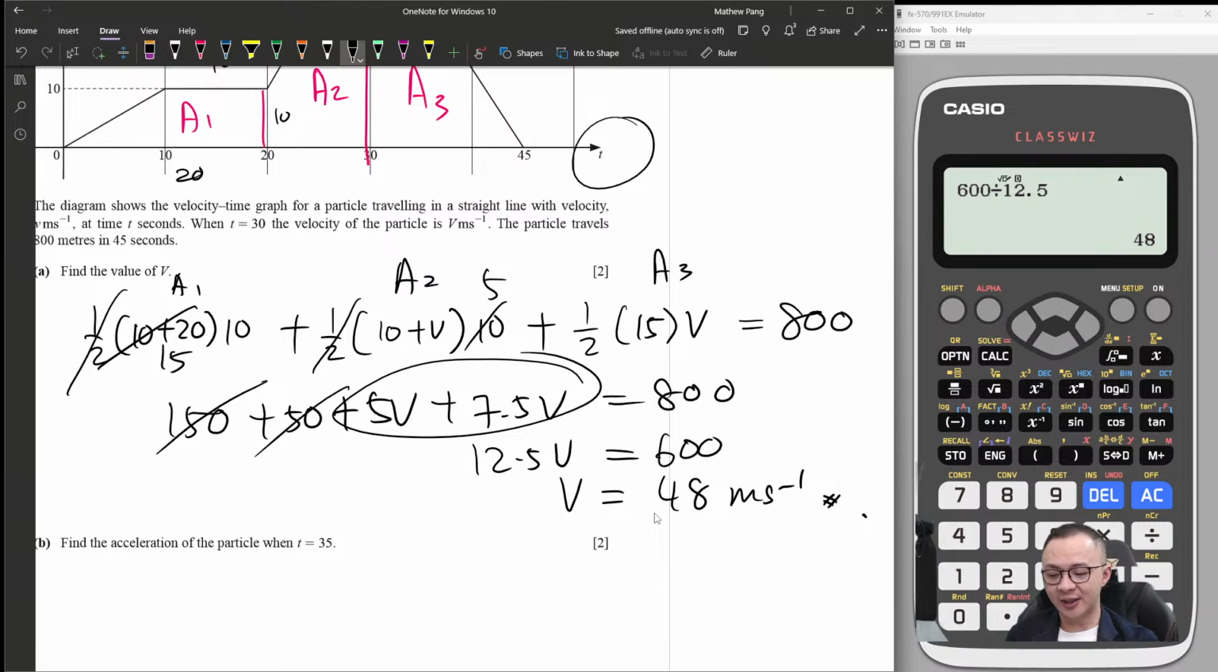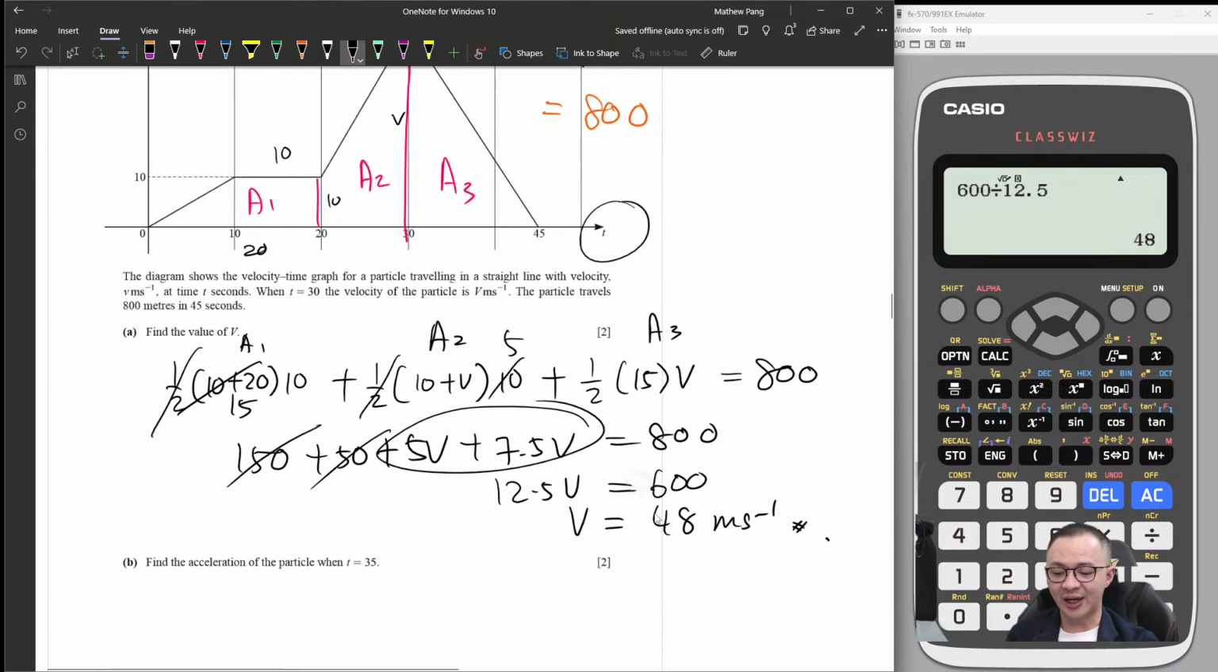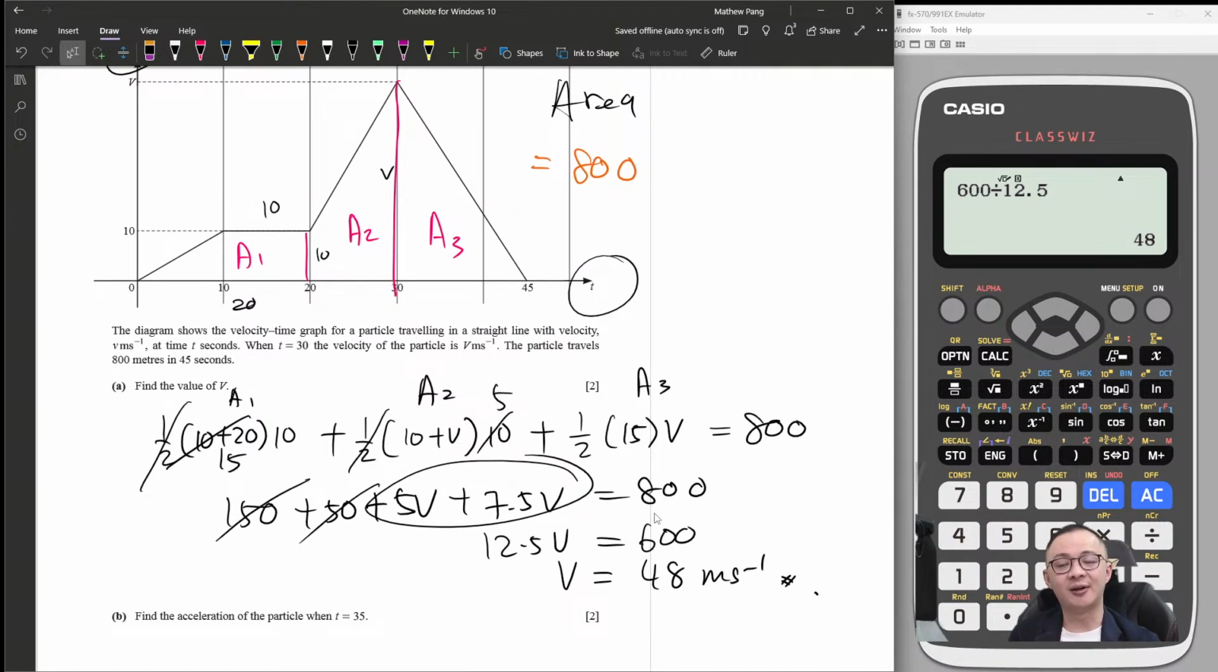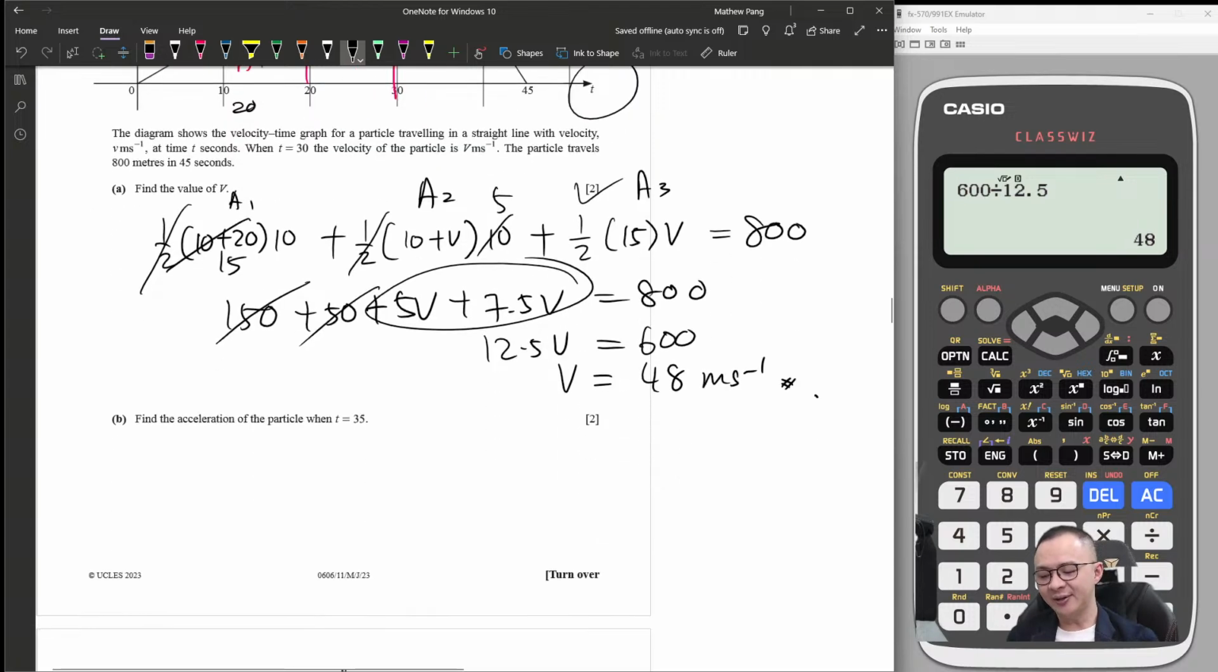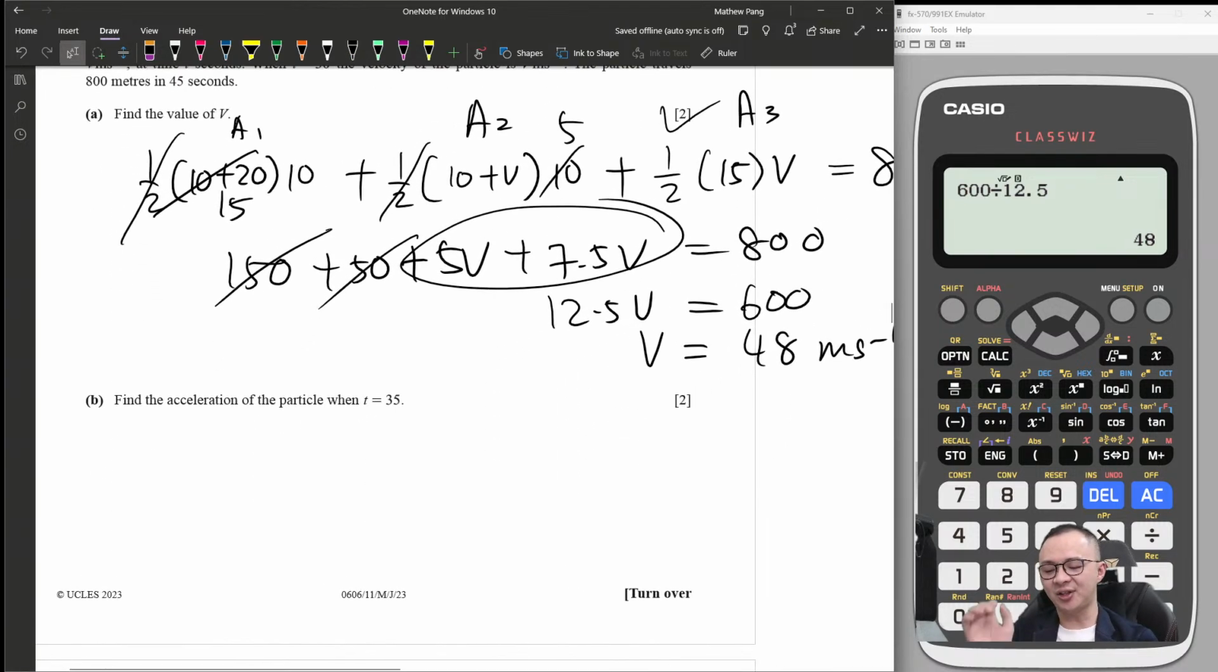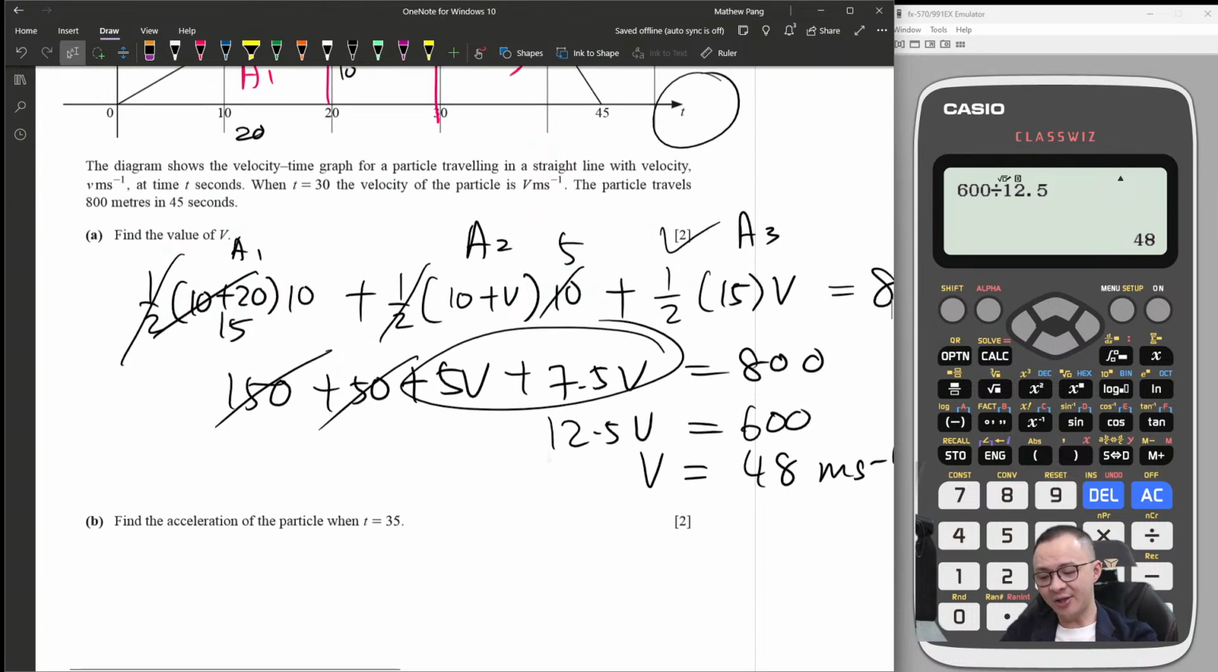Okay, this is actually not that hard. You just need to understand how to do it. If you know how to do it, it should be quite easy to get this 2 marks. Then they ask us to find the acceleration of the particle when t equals 35. For a velocity-time graph, acceleration is the gradient. Okay, you need to understand.